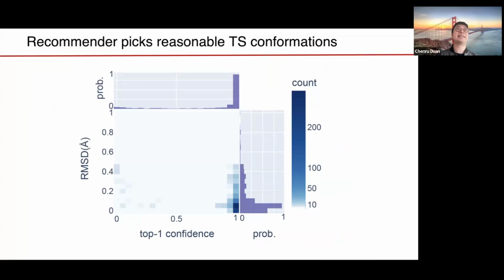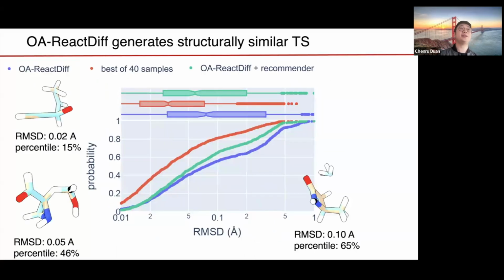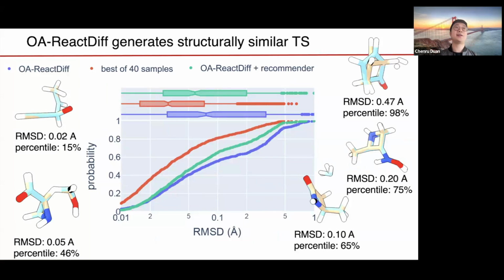And from the outcome, we can see that the recommender always picks at least a reasonable transition state conformation, which can be seen as a really dense population on the bottom right part of this graph, where the recommended TS has really high confidence and very low RMSD compared to the true transition states. And here is a graph showing the accumulated probability of the structures. We can see that most of the time we get transition states pretty close to the true one. At least 75% have RMSD smaller than 0.2 angstrom, which are pretty indistinguishable, I would say, from the eye. And of course, there are also very different transition states as well.